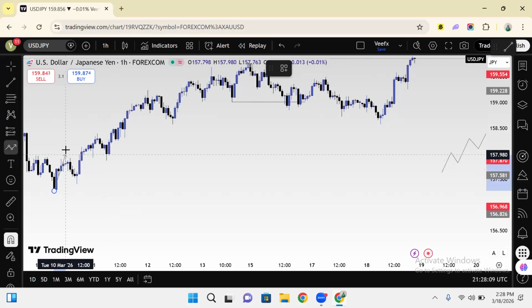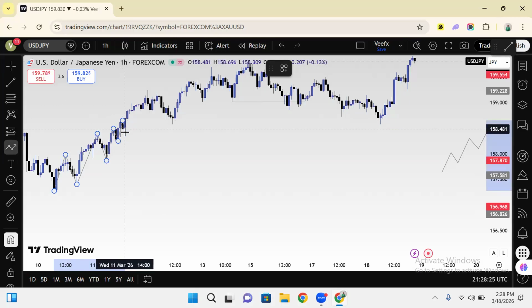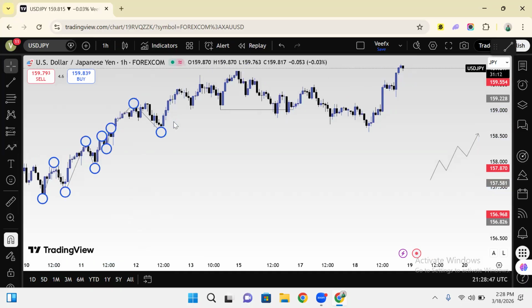Higher high, higher low, higher high here, higher low, higher high here, higher low, higher high here, higher low. Where's the next high? This is the next high here. Higher high here, higher low. Because your current low should always be higher than the previous low. Because that's how an uptrend pattern is. So this is your next low here, right?